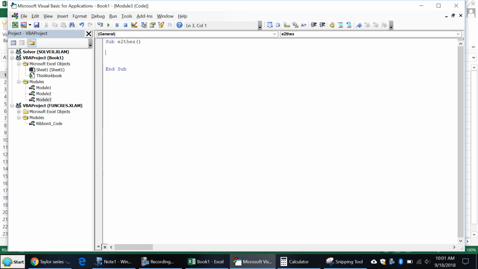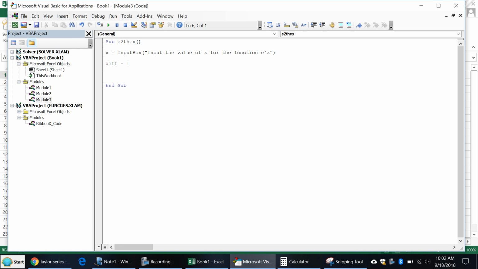So we're going to say x is equal to input box. I'm going to just say input the value of x for the function e raised to the x power. Okay. Didn't even have to be that long. I could have just said input x, but you know. Now I'm going to create this variable, and I'm going to call it diff is equal to 1.